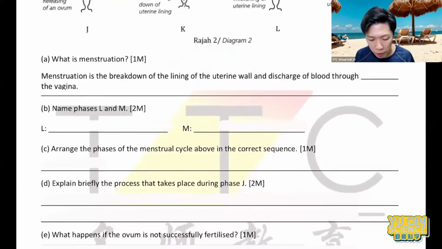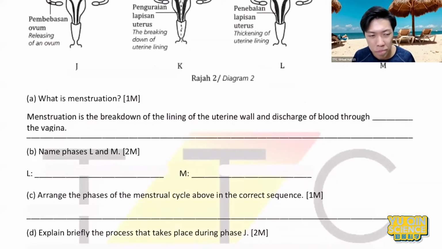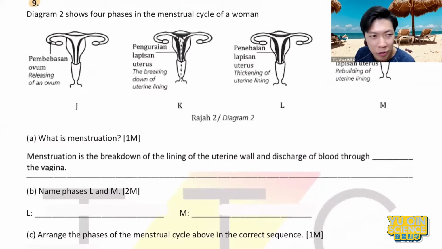Okay, boom. Yeah. Okay, name L and M. Whoa, I think it's better we arrange it first, because I feel like it's not in the correct arrangement, so that's going to mix up our sequence. So the first one is releasing ovum. I don't think so, right? Okay, so I think we want to go through the sequence first.